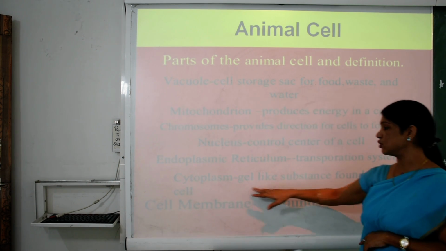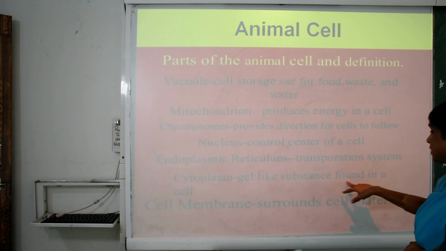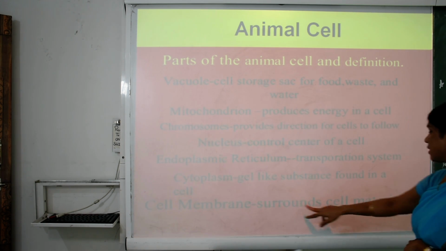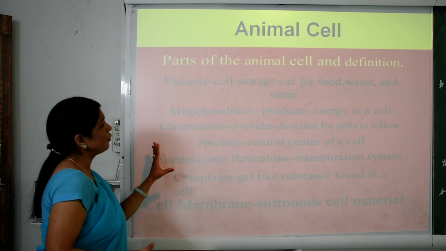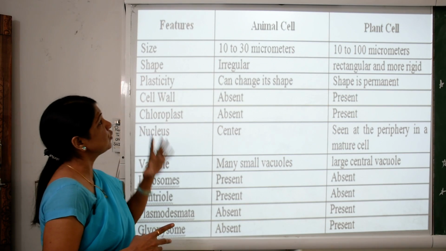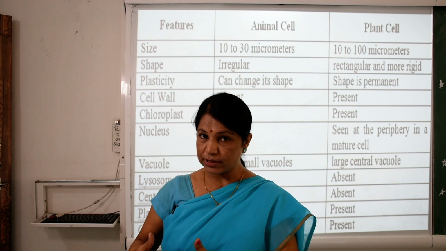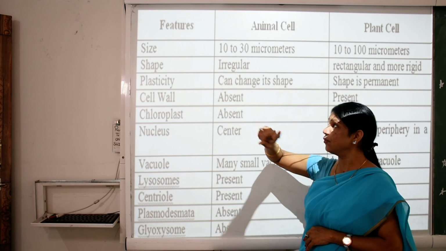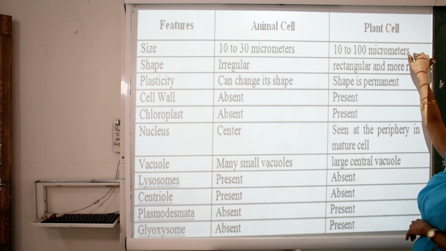Now cytoplasm, this is cytoplasm. It is very special. Why? Because it is a gel-like substance found in a cell. Now further we talk about the cell membrane surrounding the cell material. It is called the cell membrane. So further we see all this in depth. First we talk about the features. What are the features? How can we differentiate between the animal cell and the plant cell, on the basis of various functions? First we see the size. What is the difference between the animal cell and the plant cell?